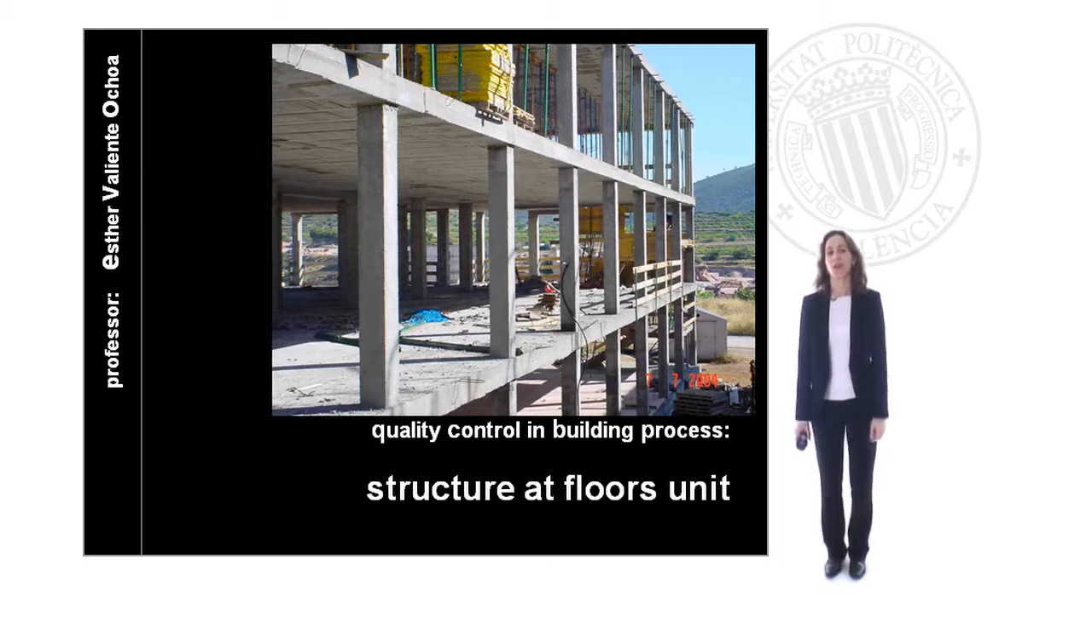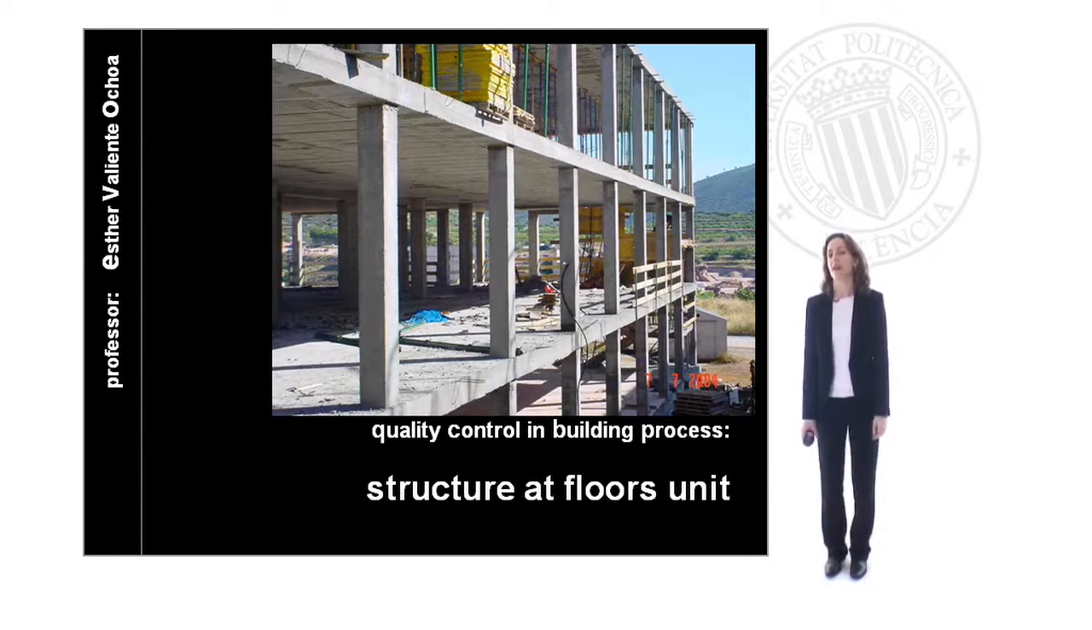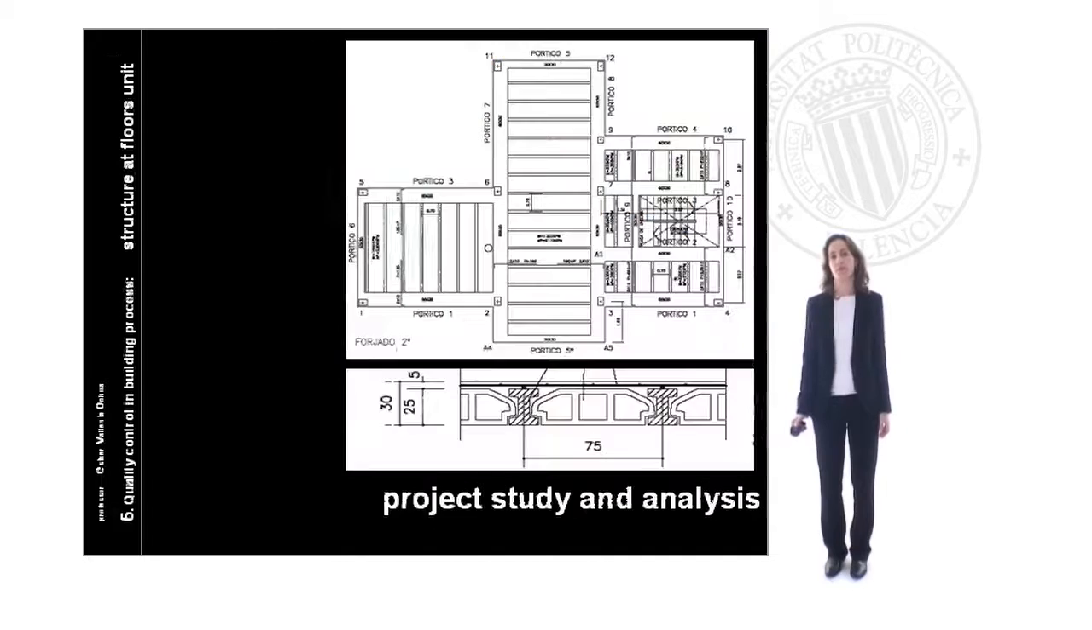Hello. We are going to see the quality control in the building process in a structure at floors unit. The structure is divided into two main units: the structure at pillars and the structure at floors units. Today we are going to study the floors execution.